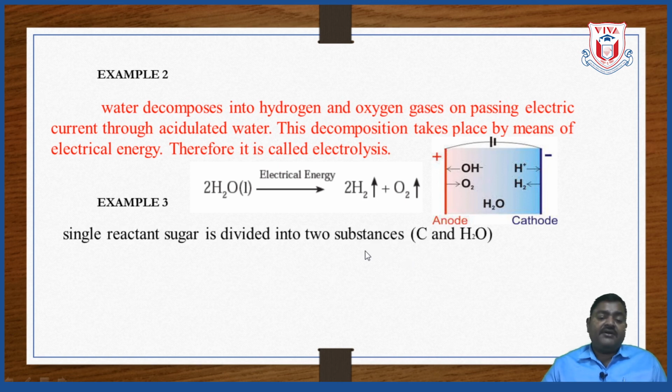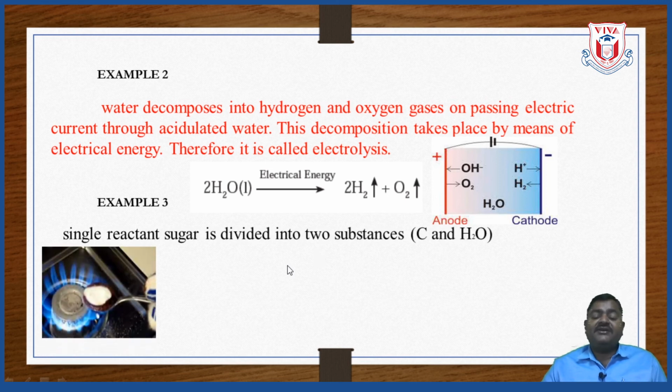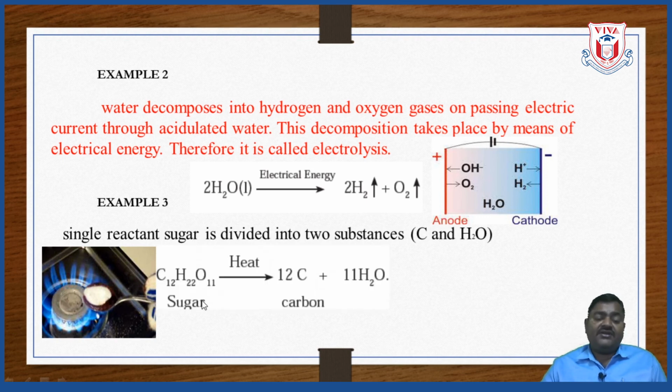Third example, a single reactant, sugar. When we heat a sugar, that is divided into two simple substances, carbon and H2O, means water. Like this, you can see over here, if we heat a sugar, it melts, it starts melting, and afterwards it turns black. So this reaction can be written as C12H22O11, that is sugar. The chemical formula for sugar is this. On heating, 12 carbon plus 11 H2O.